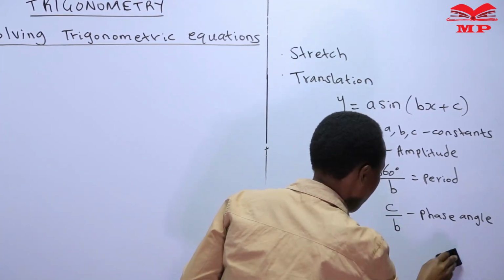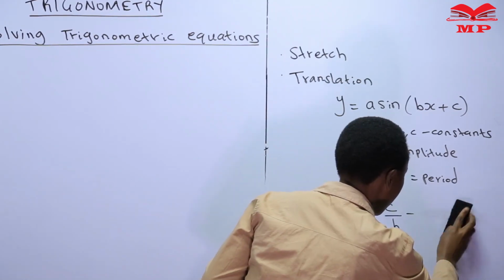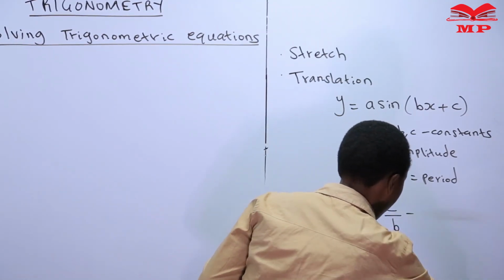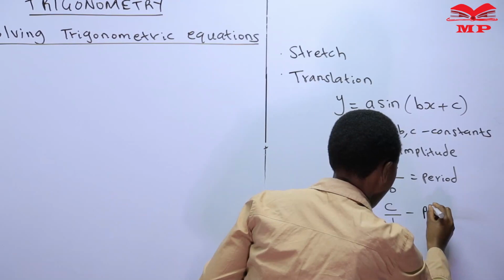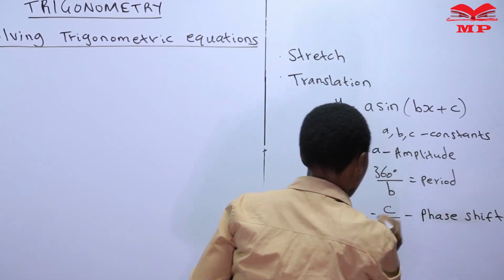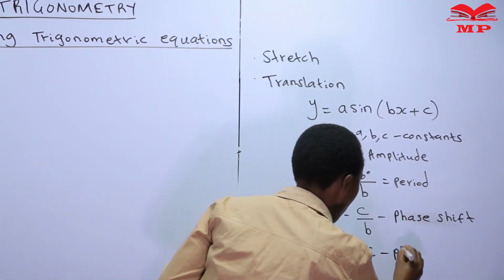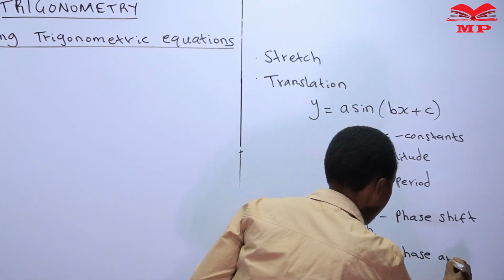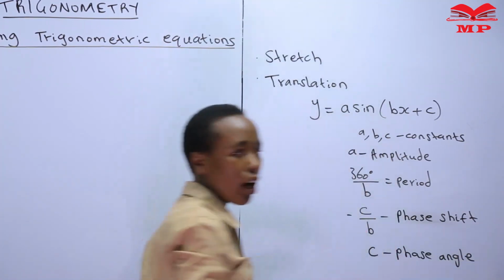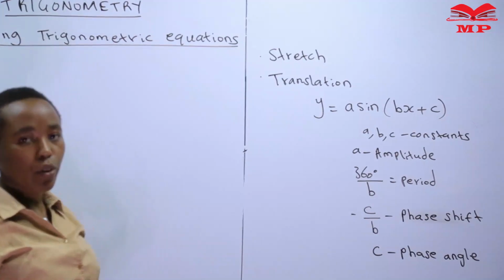Sorry, not the phase angle, but the shift angle. We have here the phase shift, which is negative c over b. Then we have our c here, which is the phase angle. So that's what we have when we have this as our general equation.